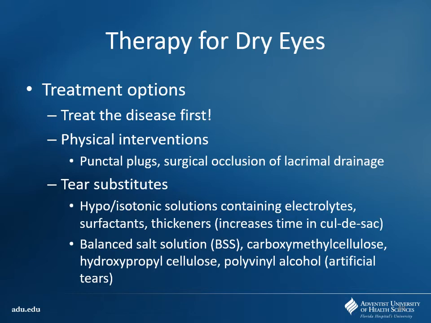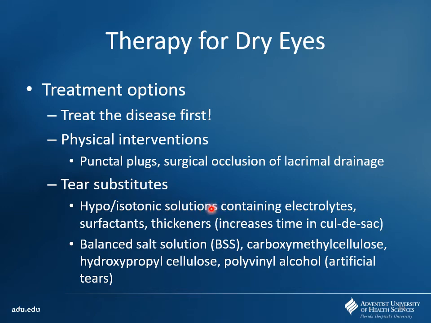But typically we like to treat whatever the underlying cause is, right? So if the Accutane is causing really severe ocular dryness, I'd say, well, just try something else, if possible. In some cases, we can do physical interventions, as I mentioned, either plugs or cauterization of the nasolacrimal drain, which can keep the tears you're producing around for longer. But most often, we'll end up using substitutes, right?